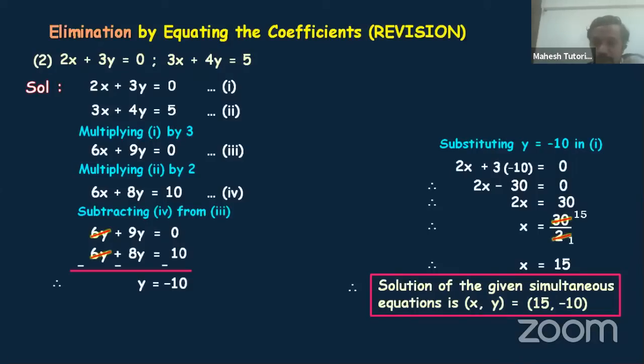Now, students, we'll take a quick break of 5 minutes and then we'll continue with the next method of solving simultaneous linear equations. All right, a quick break of 5 minutes.